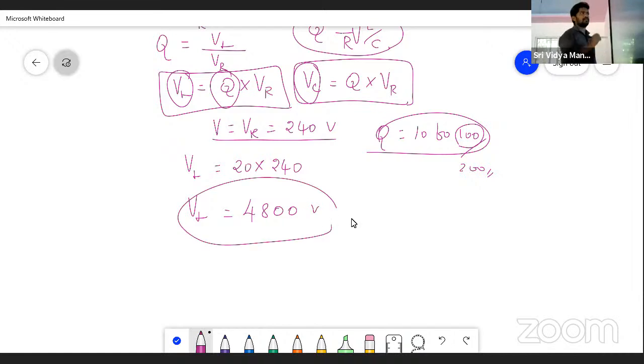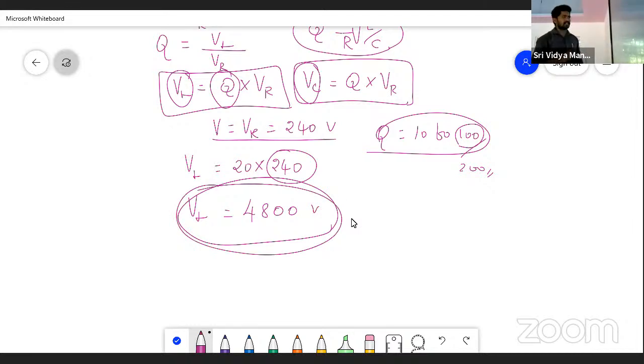See, the applied voltage is 240 volts, but the voltage multiplied by the resonance RLC circuit is 4800 volts. That's why the resonance RLC circuit is called a voltage multiplier or voltage magnification. It is a very important voltage multiplier. VL is equal to VC is equal to 4800 volts are developed under the resonance condition of the RLC circuit, but the applied voltage is 240 volts.